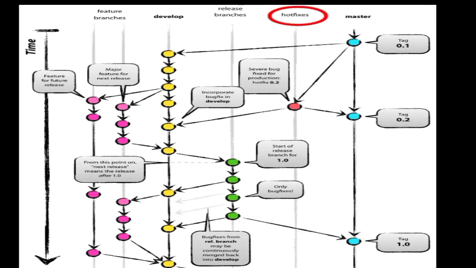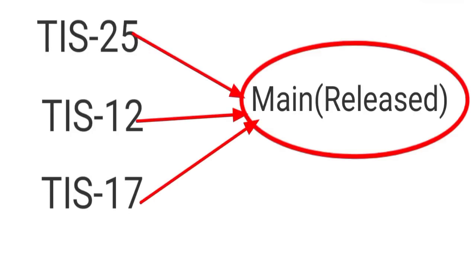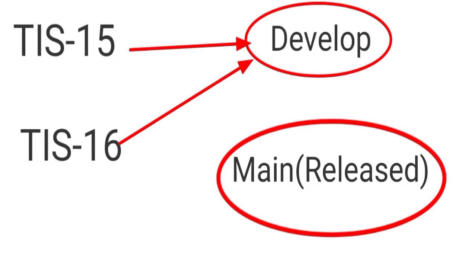The other thing to mention here is potential bugs and hotfixes. So let's say that TIS 25, TIS 12 and TIS 17 got released, and then we started work on features TIS 15 and TIS 16, and both of those are ready to be merged into develop, but not exactly ready for production yet. So we don't want to release those two features that we are working on.